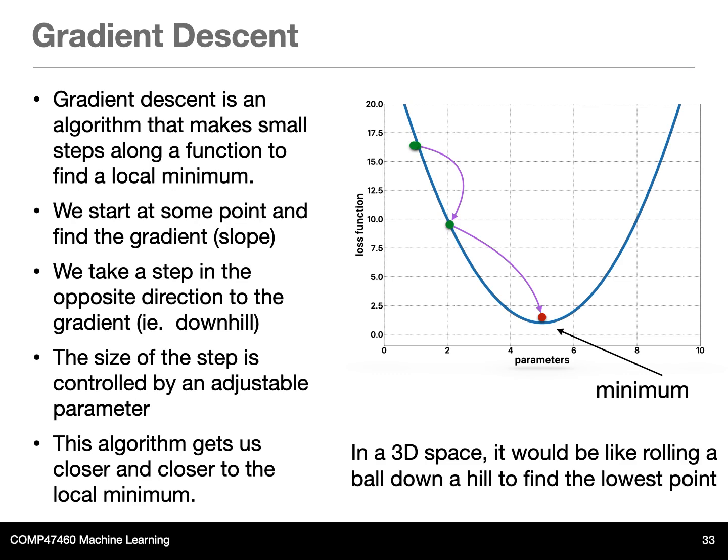Then we make the step and evaluate the gradient again. Eventually, we'll hit the bottom of the function, and the steps will no longer make any significant changes in the loss function. And then we can stop the procedure. Now, the gradient descent algorithm is not guaranteed to find the precise local minimum, but it should get very close to it.